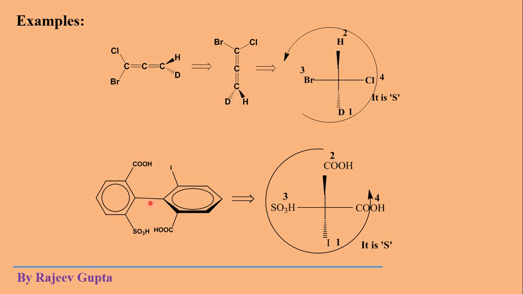Atropisomerism, where rotation of these two phenyl rings around this carbon-carbon single bond is restricted due to these bulky groups present at the ortho positions compared to this ring. Okay, these ortho positions or second-number positions. So due to restricted rotation around this single carbon bond, or pivotal bond, these structures become chiral.